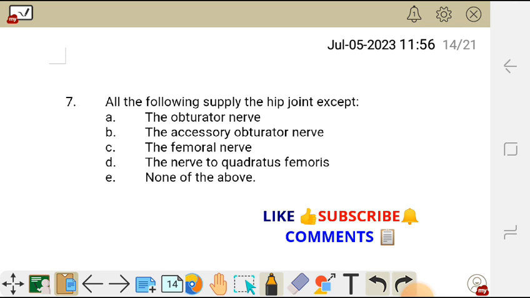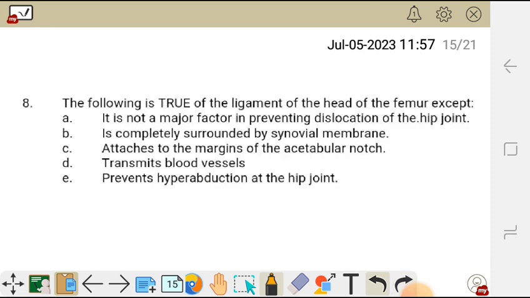Because all of them, the obturator nerve is going to supply the hip joint. The accessory obturator nerve, as we have seen in question 1, is also supplying the hip joint. The femoral nerve is supplying the hip joint. And D, the nerve to quadratus femoris, also supplies the hip joint. Now, except none. So E is the correct answer. None of these is excepted, meaning they all supply the joint. So we move on to question 8.